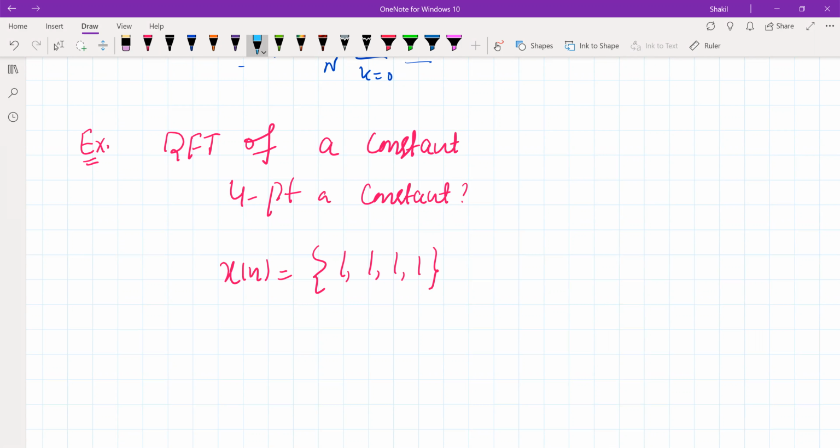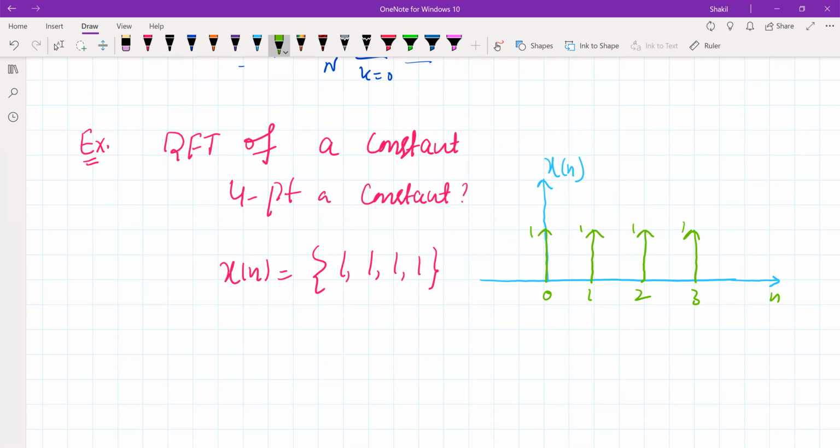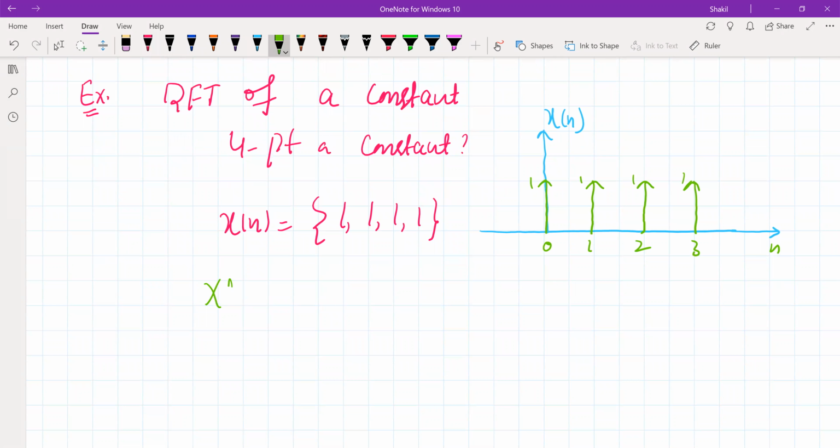So if we plot this, this is our x of n. So the signal is constant. We are saying that this is our sequence, 0, 1, 2, 3. This is the constant sequence, and the value of the constant is 1. Right? This is 1. This is 1. This is 1. And our goal is to compute x of k.